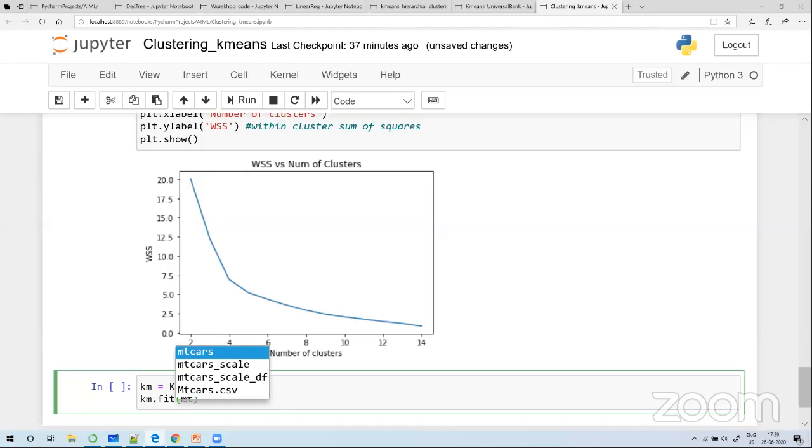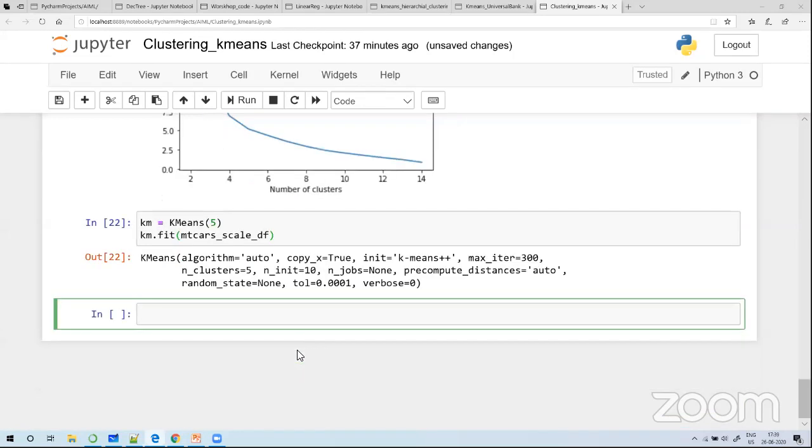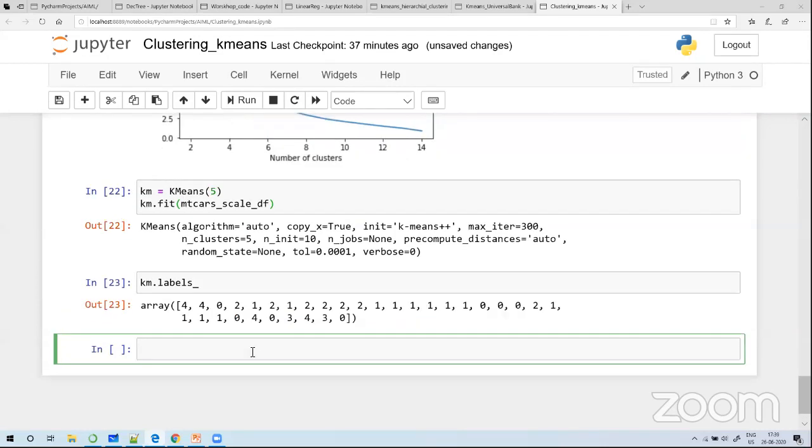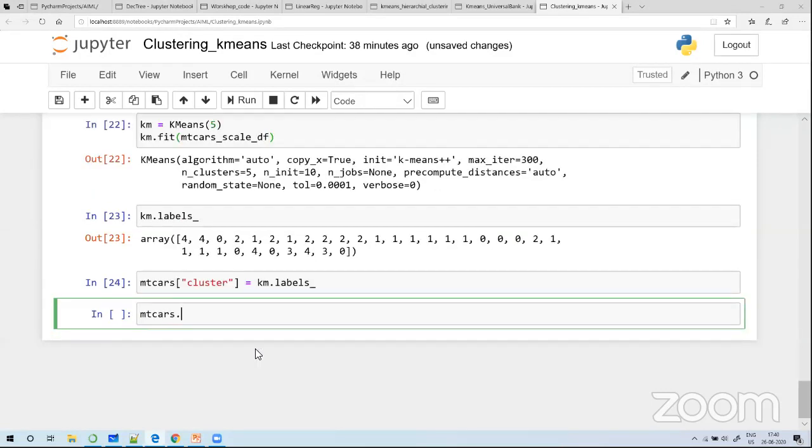empty_cars comma scale_df. You got the labels, km.labels. Let's try to attach these labels to the empty_cars data set again. Cluster is equal to km.labels, empty_cars.cluster.value_counts.